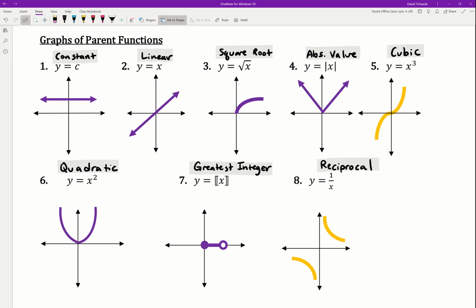And we characterize that by using this analogy of a family with a parent and a bunch of children, right? So these are all the different families of functions that we're going to be taking a look at here. There are 8 total families, right?